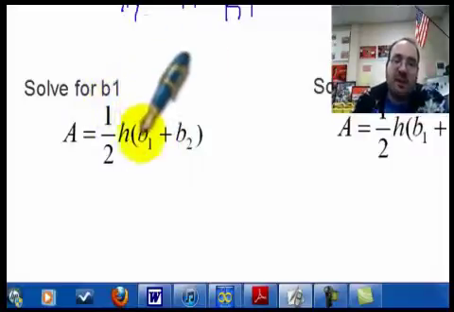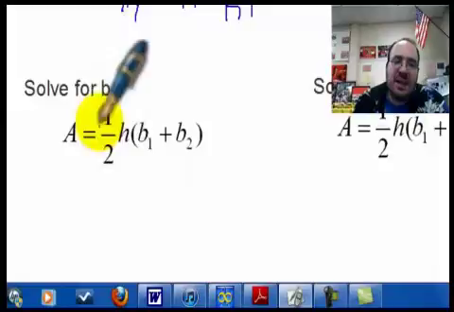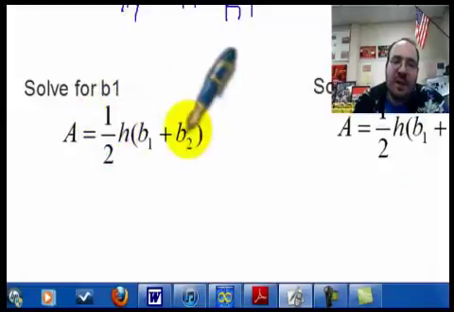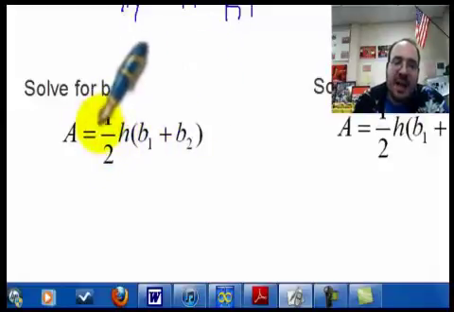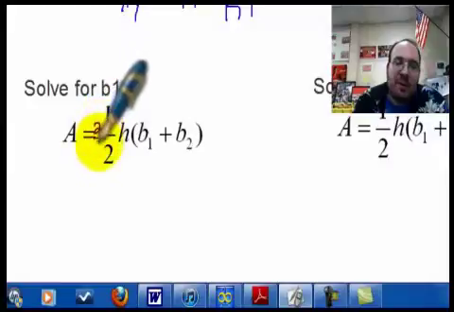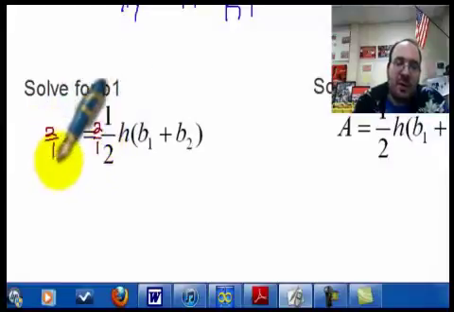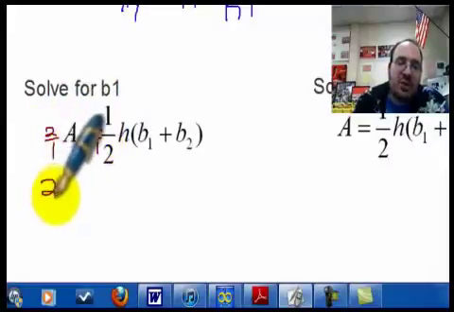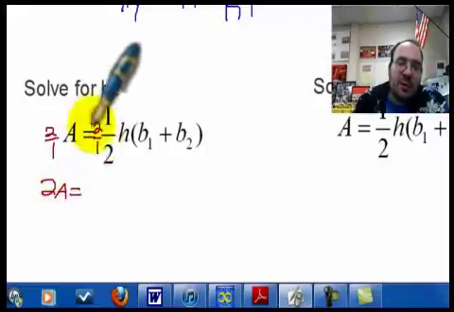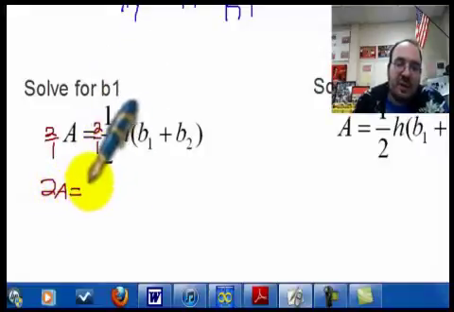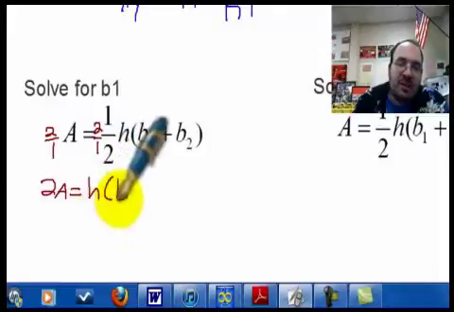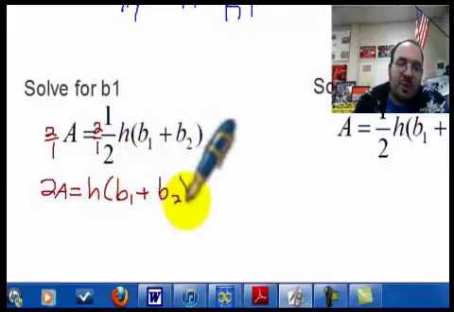Okay, so if I want to solve for b1, first thing I need to do is get rid of this 1/2 from the front of the parentheses. And I can do that by multiplying both sides by 2 over 1. So when I do that, I get 2A equals, and then the 1/2 and the 2 cancel, and I get h times (b1 plus b2).